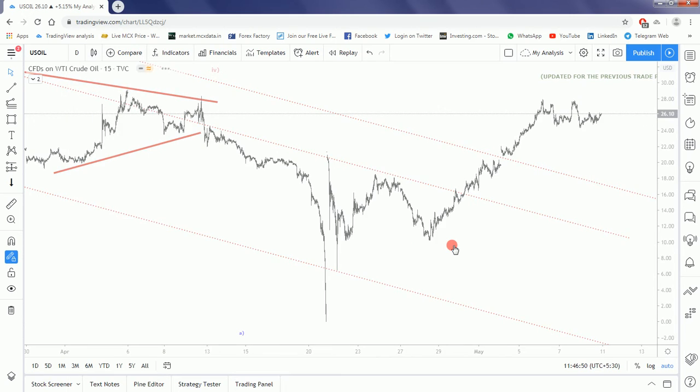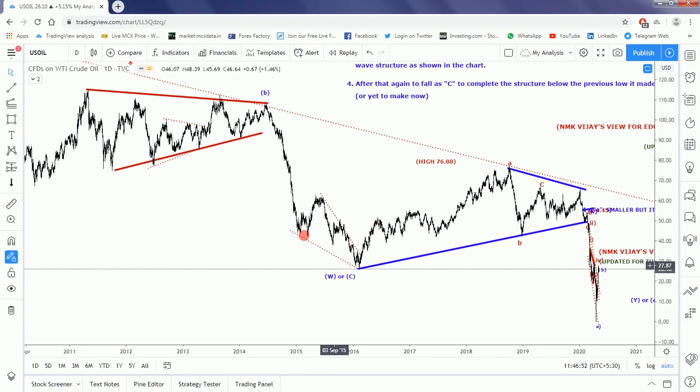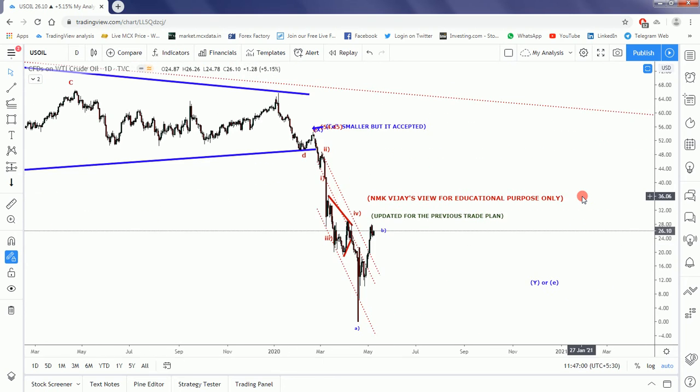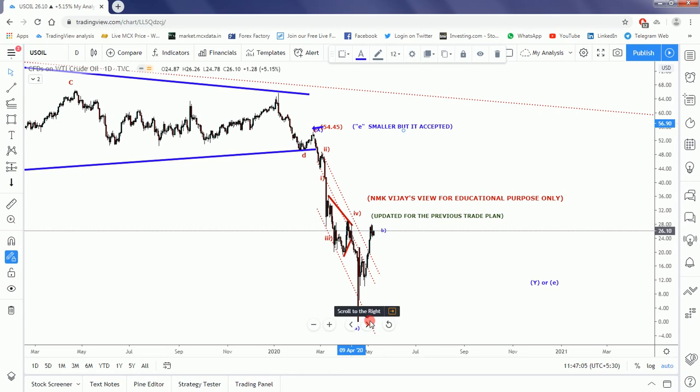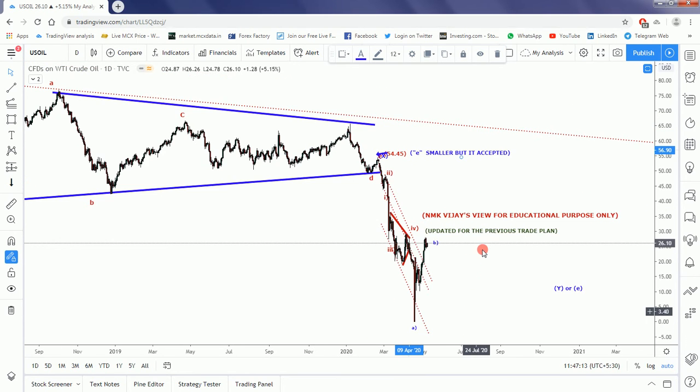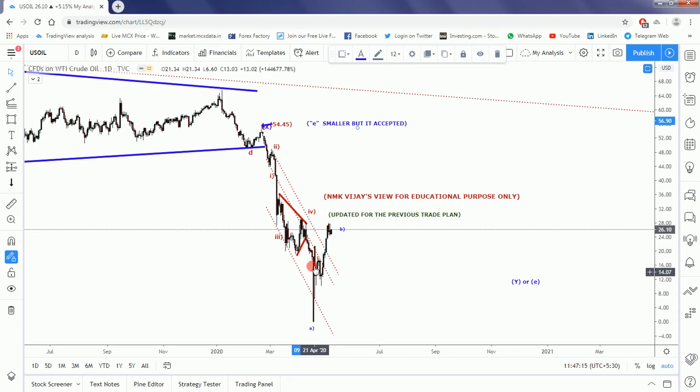So this is a C W, and this is the X wave here, and it's already done the 0. So this 0 is also an A. So we are in the B wave. Again it can make a 0 also. I thought, if we are in the diagonal wave also, it can end here, but it's looking like 1 2 3 4 5 is completed for A, and we are in the B wave. So for the B wave, the three-wave structure is completed.